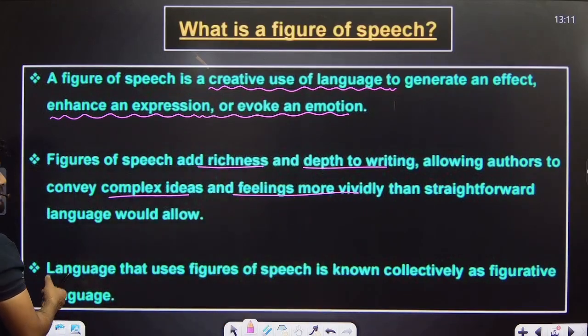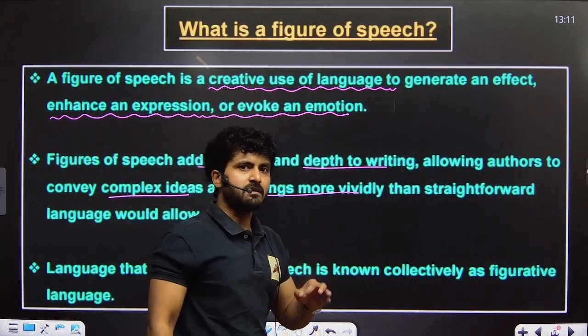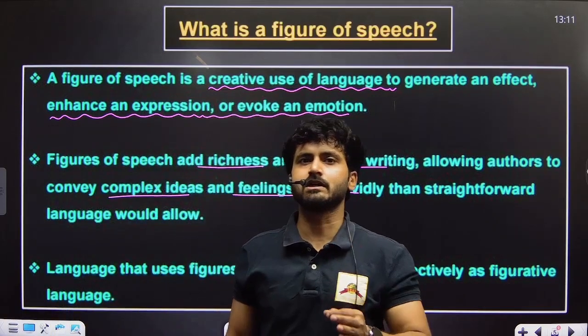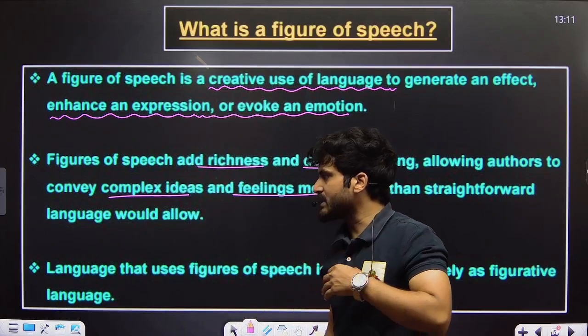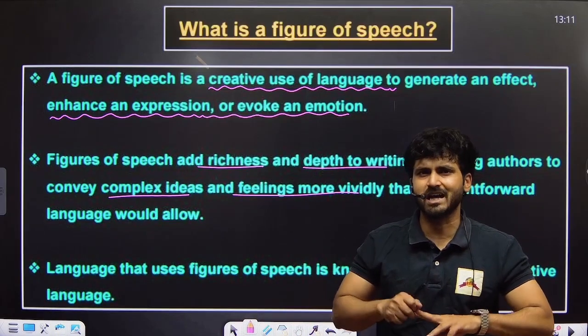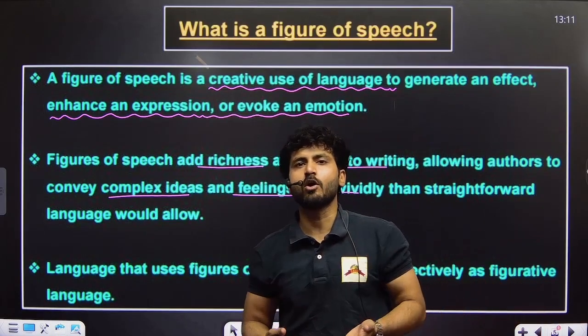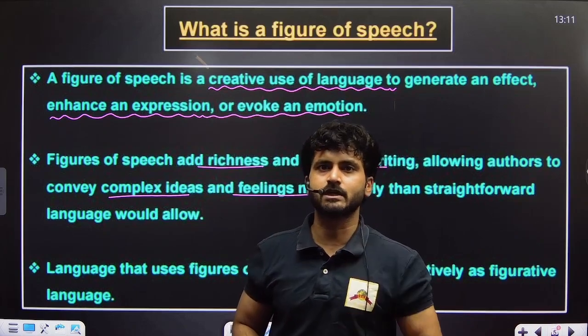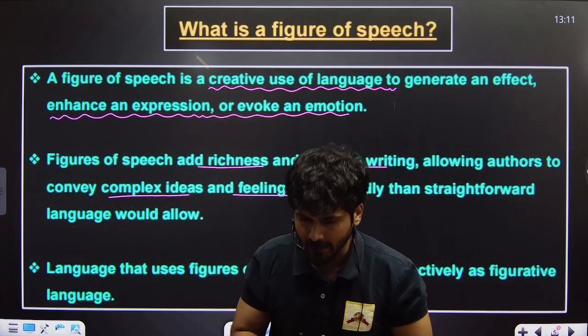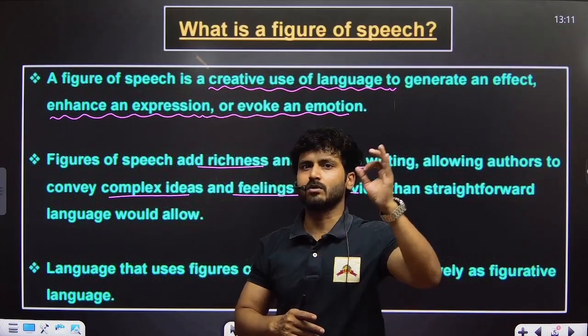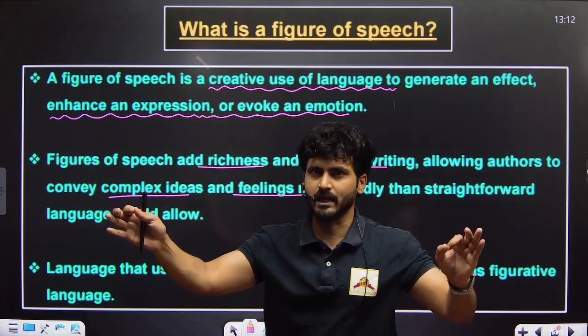Language that uses figurative language completely is known as figurative language, which uses the figures of speech, like alliteration and anaphora. These are termed to be figurative language. Till here, I hope that you have clarity about the literal and the figurative language.